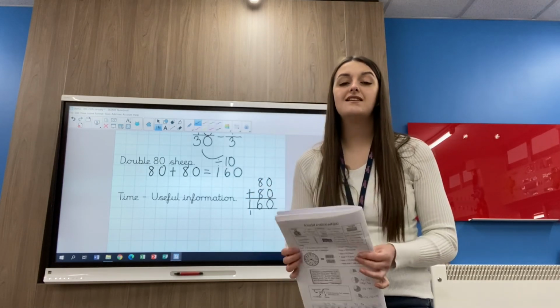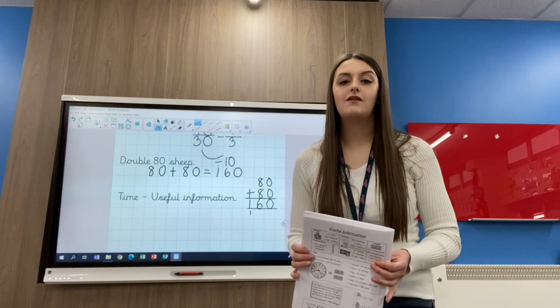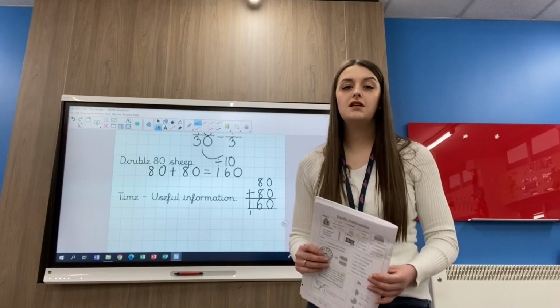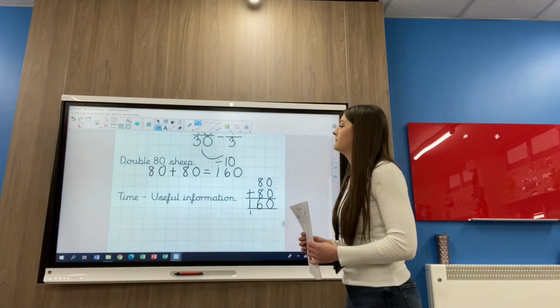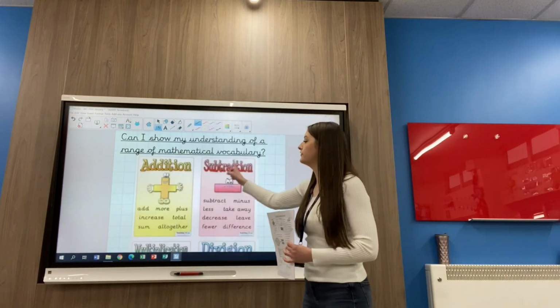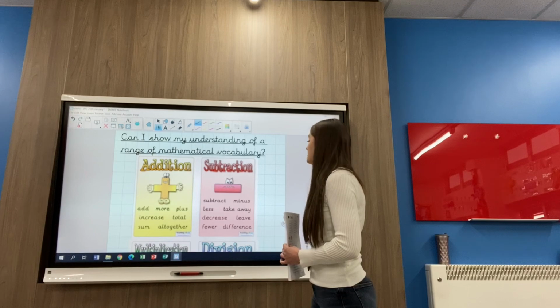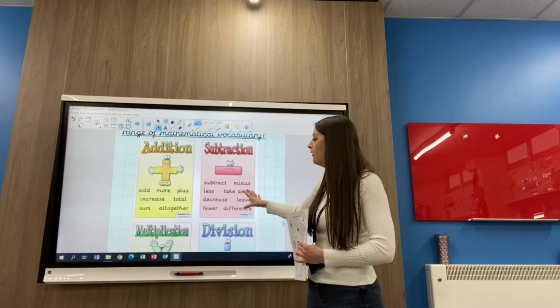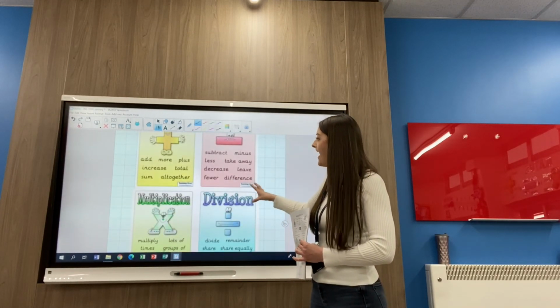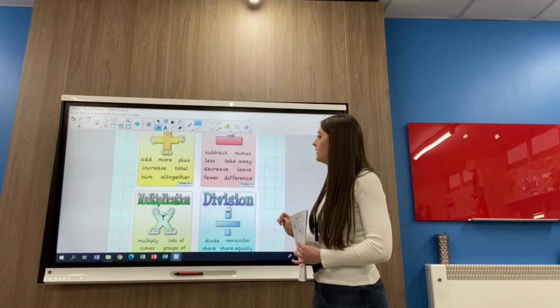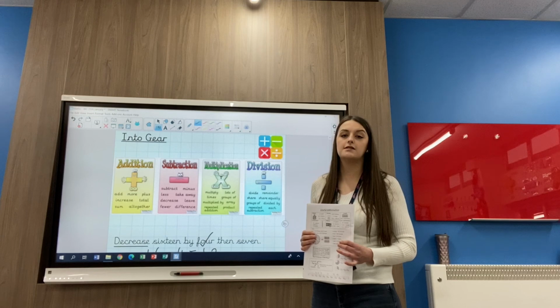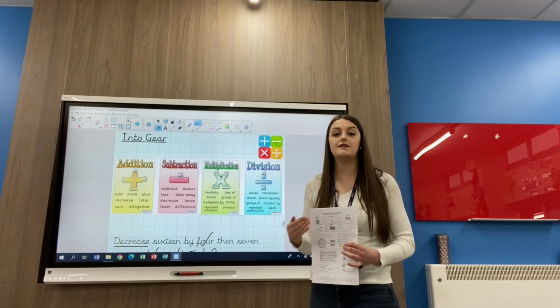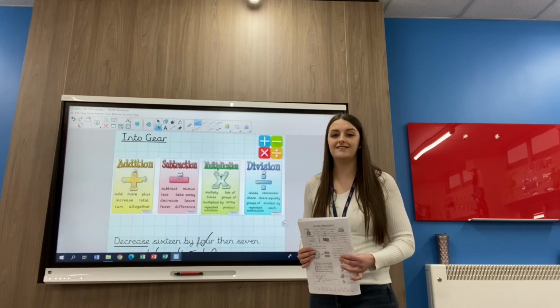I can't wait to see the fabulous work that you do today, year 3. Make sure you're using your knowledge of our mathematical vocabulary to help you solve your problems. So you might want to pause the board now and keep that on to help you, or we'll put this one up because it's a little bit smaller, to help you with some of your questions today, knowing if you're adding, subtracting, multiplying or dividing. Good luck!